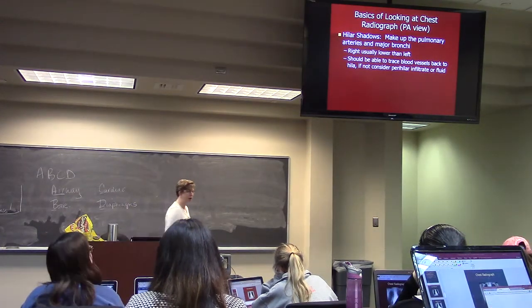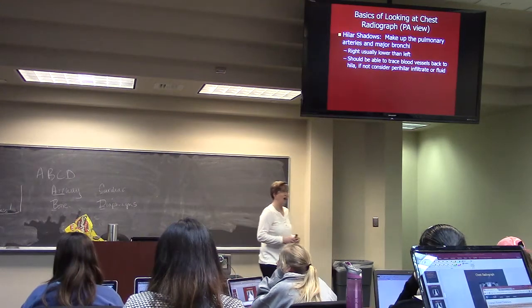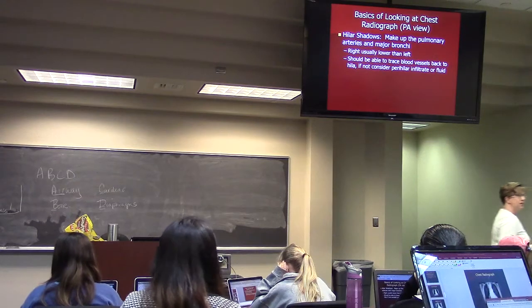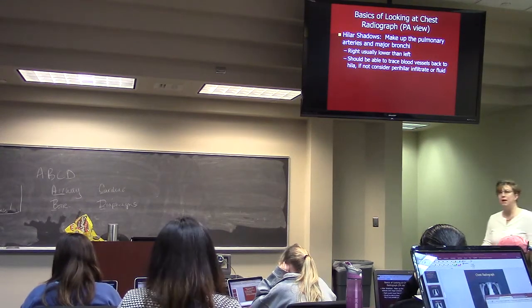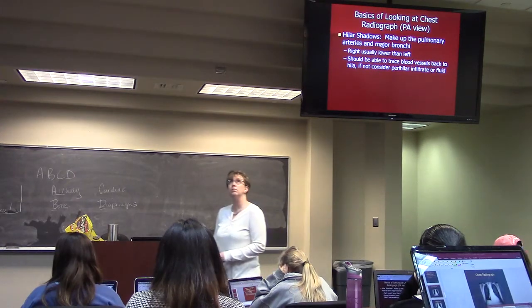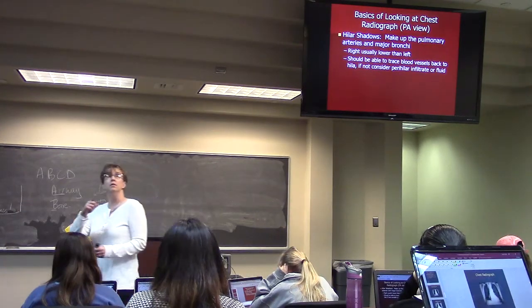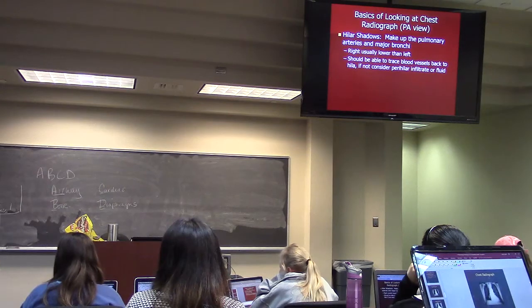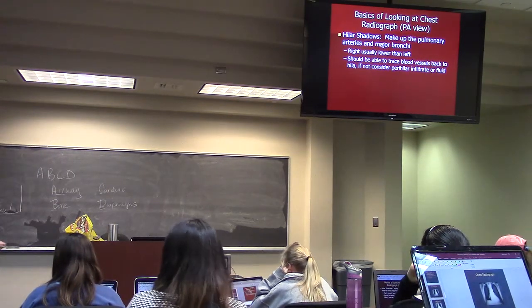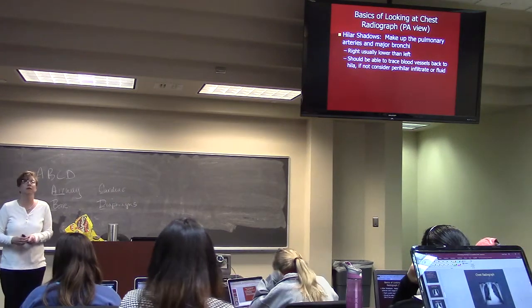Next thing you want to look at is what we call the hilar shadows. Okay? This is the vessels, the pulmonary artery and veins coming out. The right is usually lower than the left. So you look at it, it's a little bit lower. If it's not, something's not right.